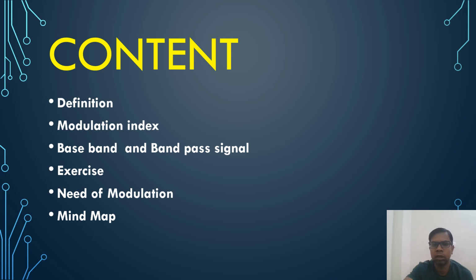So these are the contents. First of all, the definition, then the modulation index. We know about the modulation index. What is the modulation index? Then we have to know about the baseband signal and bandpass signal. Upon this modulation index and the definition of the baseband and bandpass signal, there is some exercise. Then we go further for the need of modulation, and in the last, the summary of that topic, that is covering the mind map.